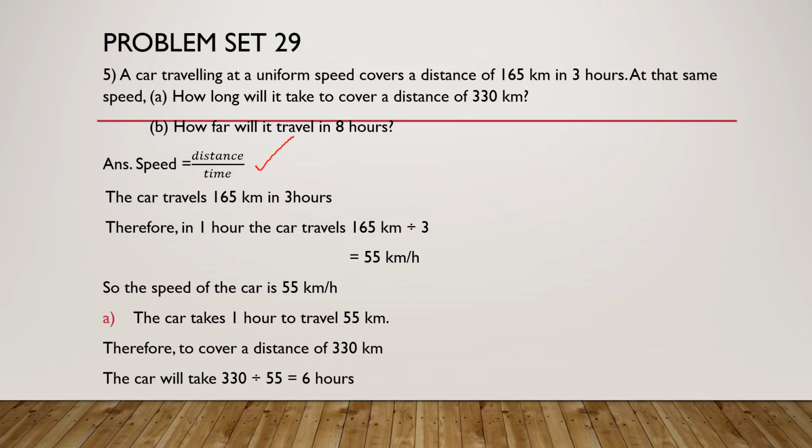So how much can the car travel in 1 hour? That means 165 divided by 3. So that goes to 55 kilometers per hour.